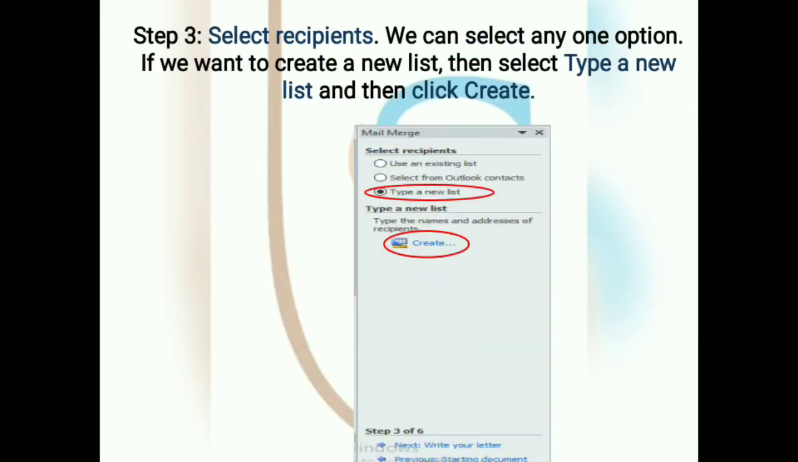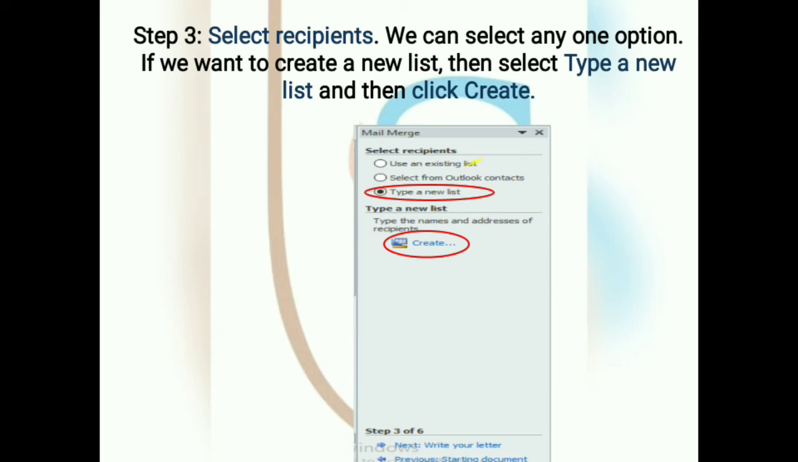After clicking on that option, select recipients, you can see three options will come: use an existing list, select an Outlook contact, type in new list. It is asking where is your database, where is your recipients list, meaning receivers list.